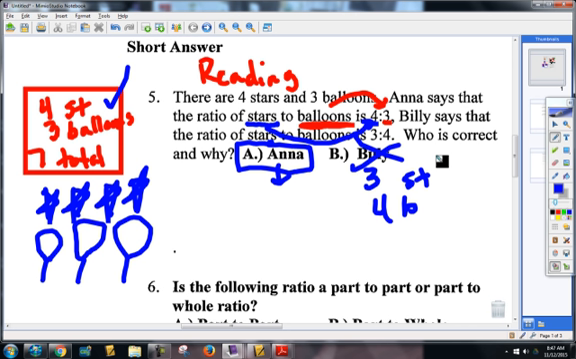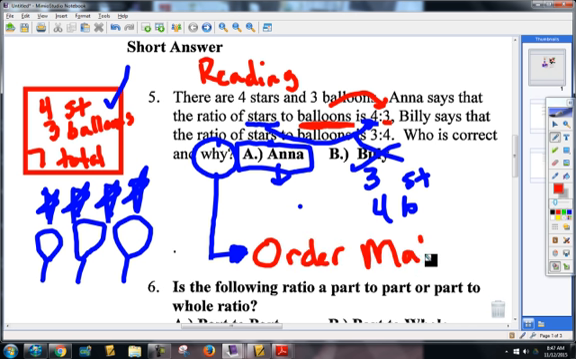Now, the answer was A. Obviously, it was Anna. But you had to explain why. Well, there's a lot of different explanations you could come up with here. You could say, well, I know that there are 4 stars and 3 balloons, and Anna is the only one that's saying that there was 4 stars to 3 balloons. But really, the only explanation I'm really looking for, it doesn't even need to be a sentence, it is this. That's what I wrote. Oh my gosh, I feel so smart.